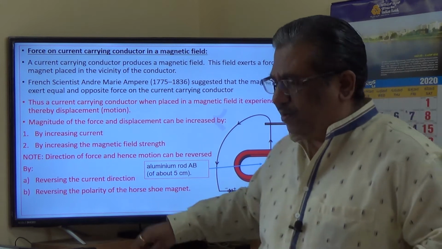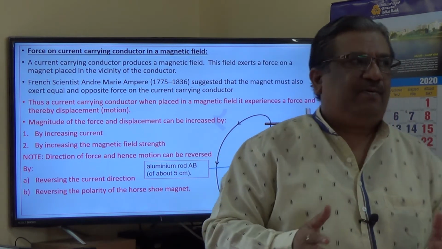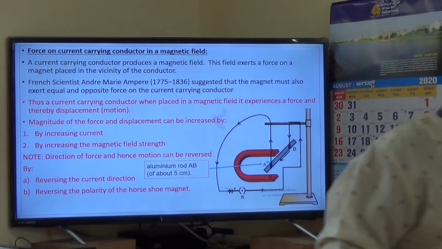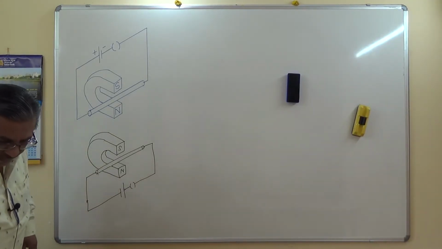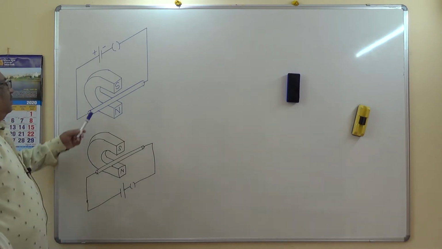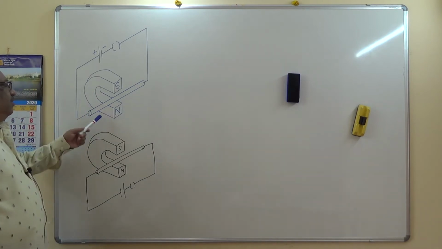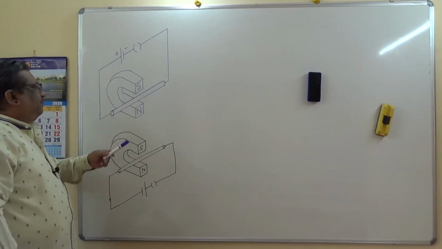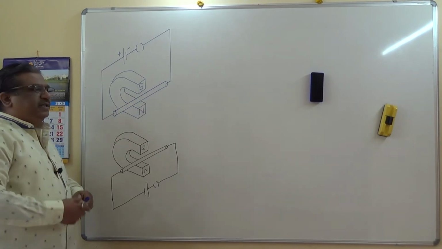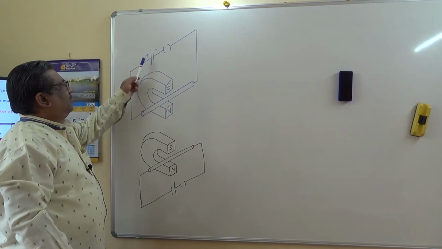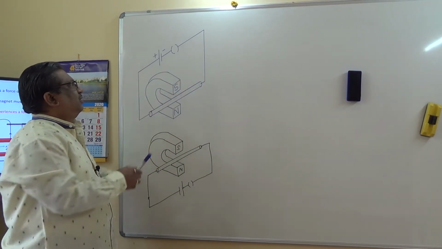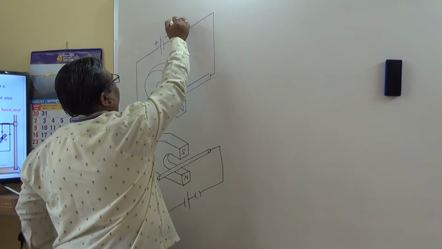We'll see the magnitude and how it depends upon. Let me explain to you on the board first. Here is a drawing which shows a horseshoe magnet. This is a conductor. It can be aluminum or copper, which is connected to the battery terminals, and there is a switch. K is the switch.